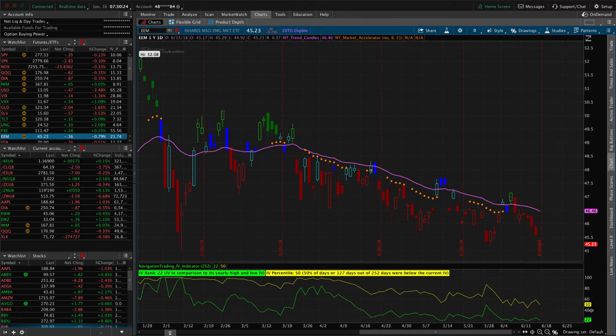Now the IV percentile is right at 50. So if it stays up there, we may look to re-enter into a new position in EEM next week. So look for that.